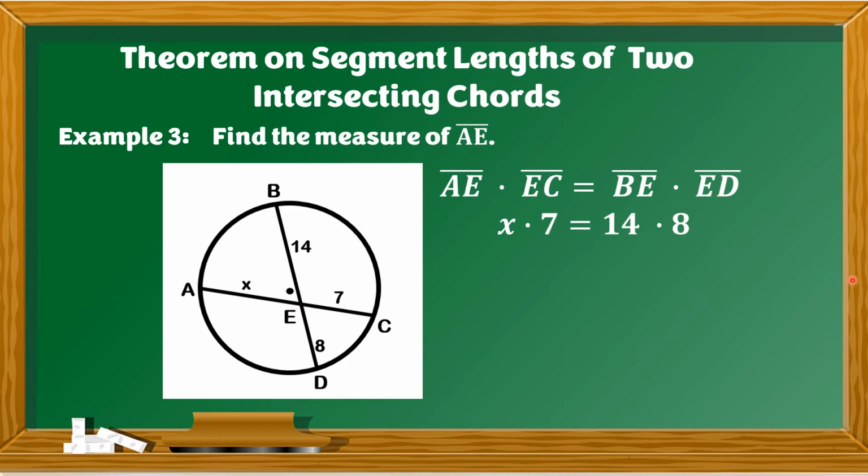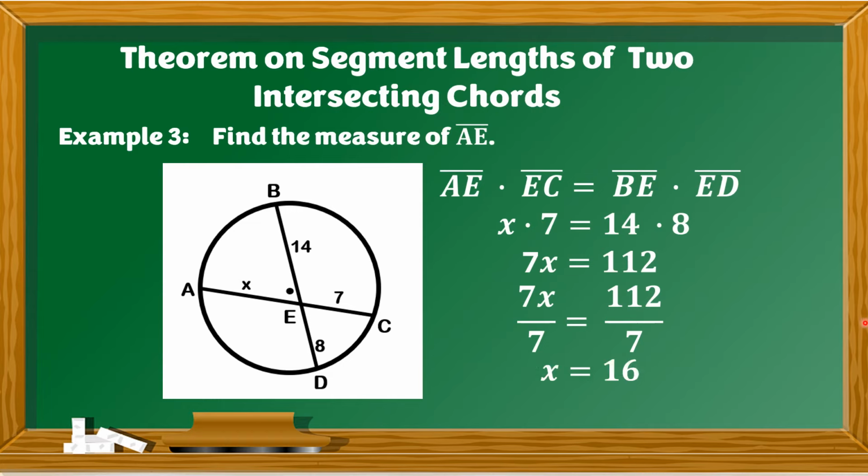Next we're going to simplify the equation. So x times 7 is equal to 7x, and 14 times 8 is equal to 112. Then the next step is we will divide the equation by 7. So 7x divided by 7 is equal to x, and 112 divided by 7 is equal to 16. And the final answer in example number 3 is that the measure of line segment AE is equal to 16.